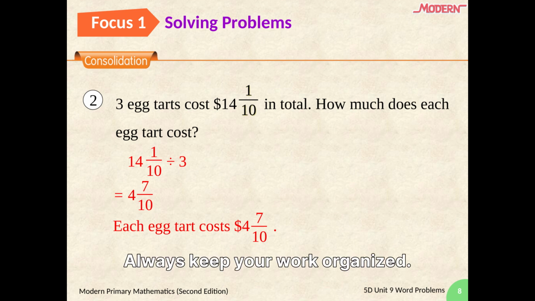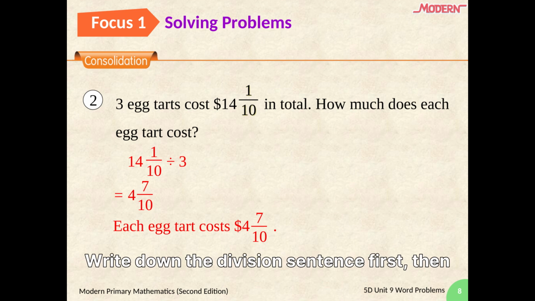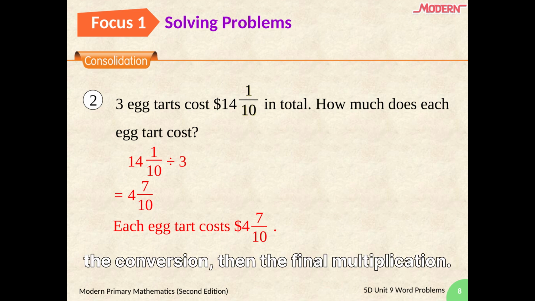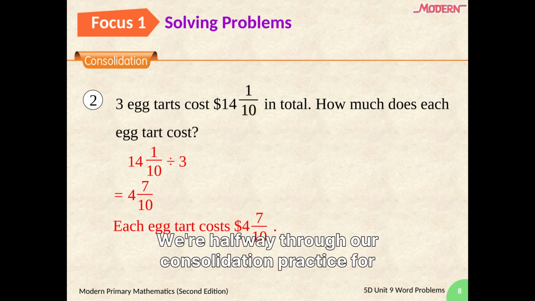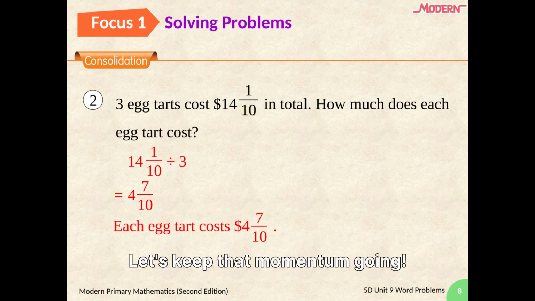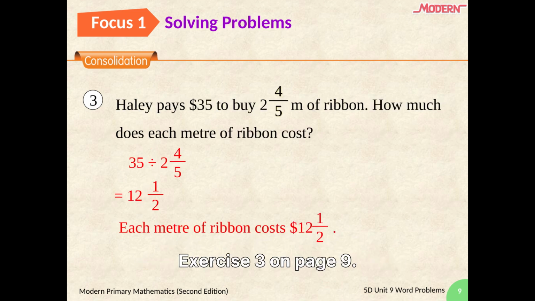Always keep your work organized. Write down the division sentence first, then the conversion, then the final multiplication. No skipping steps. Great progress. We're halfway through our consolidation practice for this section. Let's keep that momentum going. Exercise 3 on page 9.